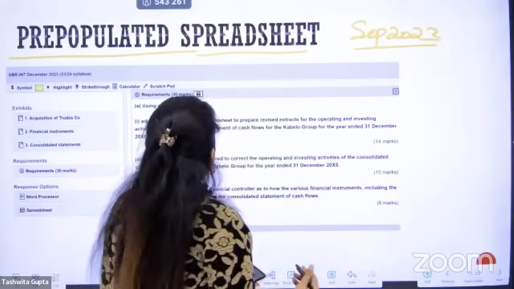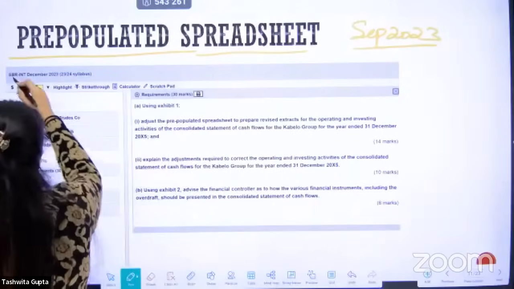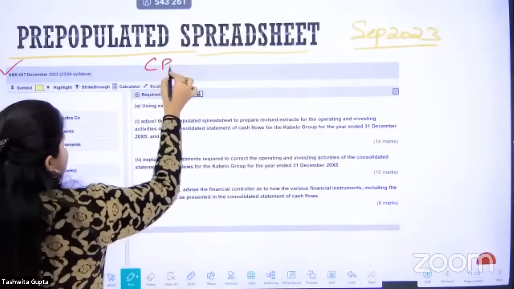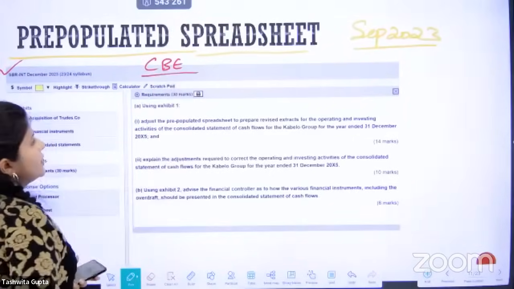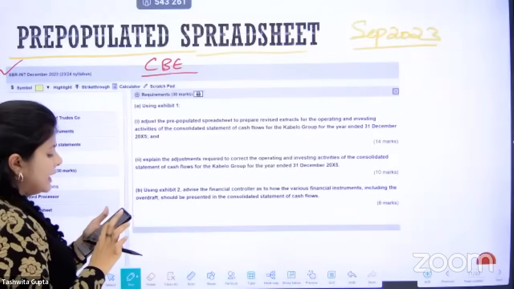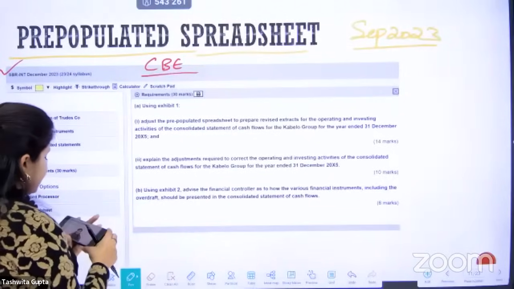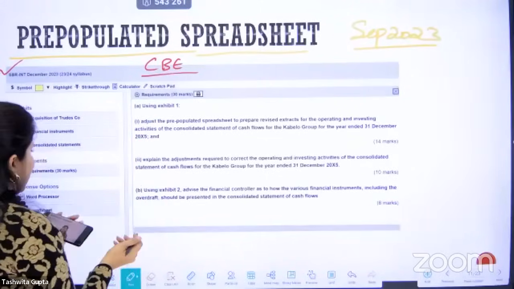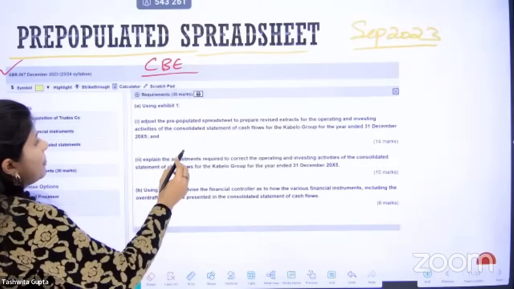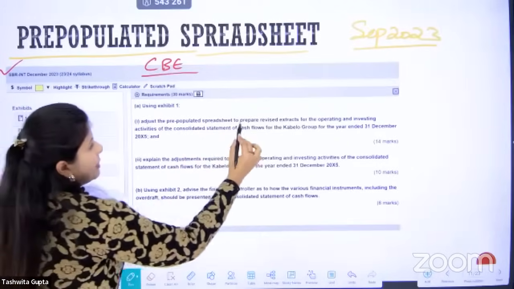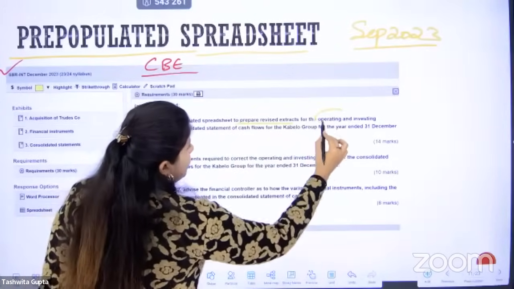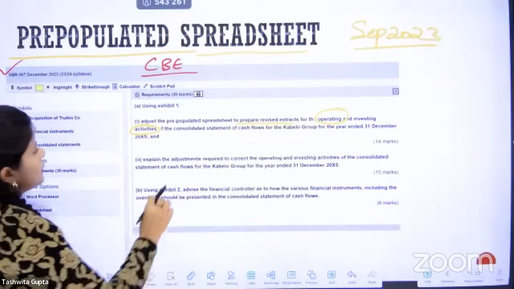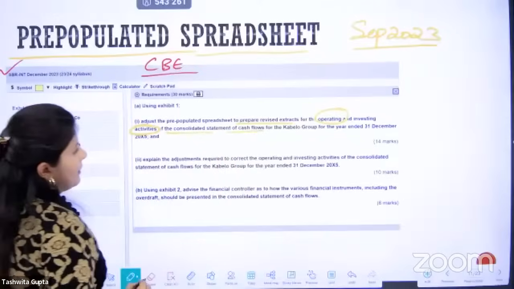Okay. So what is happening is, this is an extract that I've taken from your CBE past paper. What I have in here: using exhibit 1, adjust the pre-populated spreadsheet to prepare revised extracts of the operating and investing activities of the consolidated statement of cash flow.